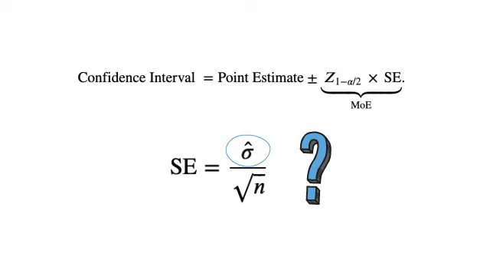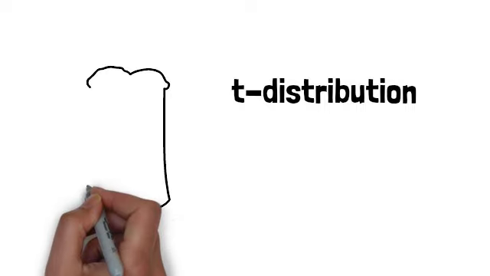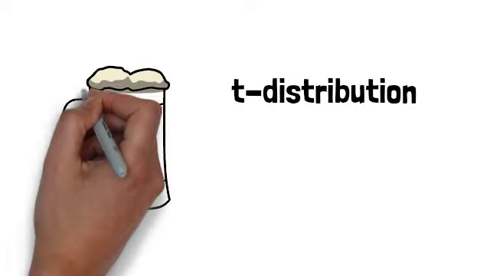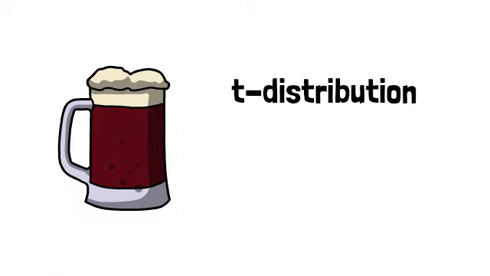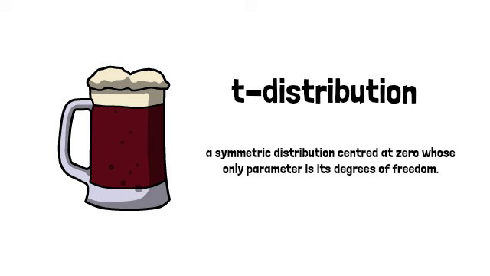This brings us to the so-called t-distribution. The t, or Student's t-distribution, was developed by Gosset in the late 1800s when he was working at the Guinness Brewery in Dublin with very small sample sizes. When we use the CLT-based approach, the standard error becomes unreliable with a small sample size. Hence, the t-distribution is a handy tool. It's a symmetric distribution centered at 0, whose only parameter is its degrees of freedom.